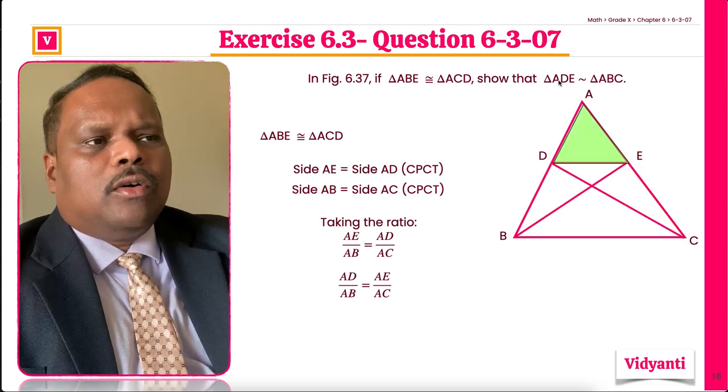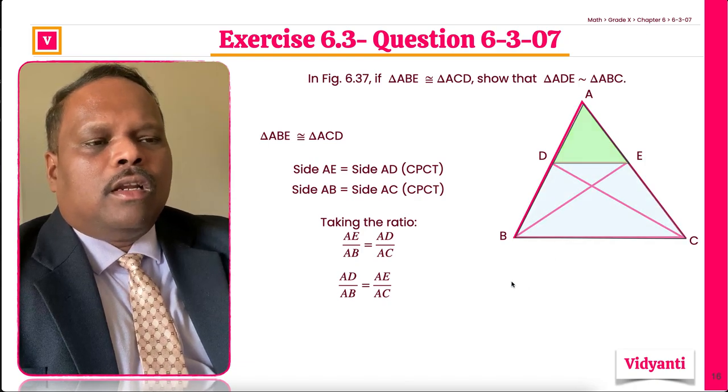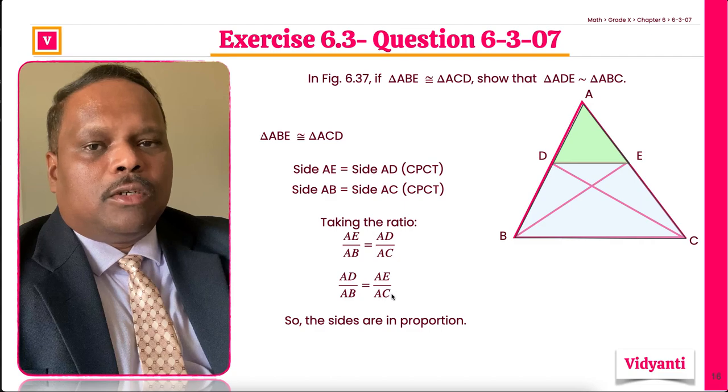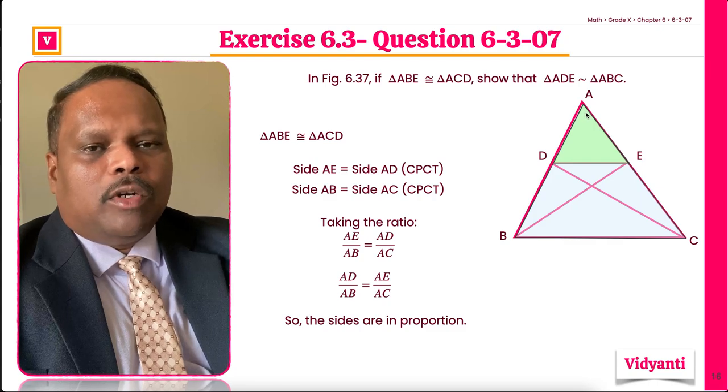Now they are talking about these 2 triangles. So let's try to shade them. AD is the green triangle, smaller one, and ABC is the blue triangle, bigger one. Now what is there? The two sides are in proportion with the two sides. So side is already taken care of, and there is one angle A which is common between these two triangles.